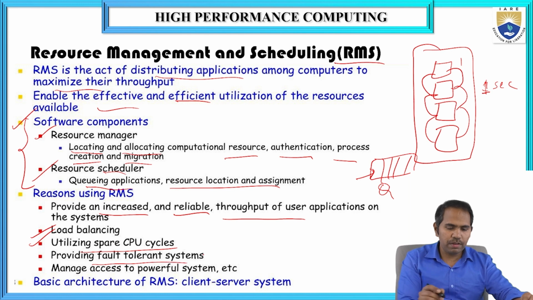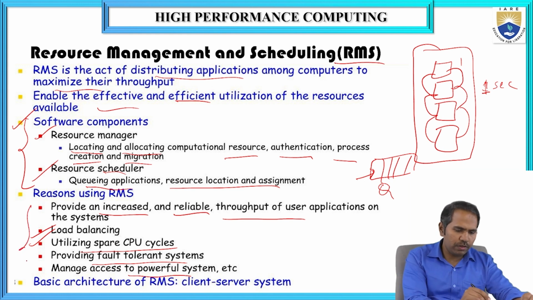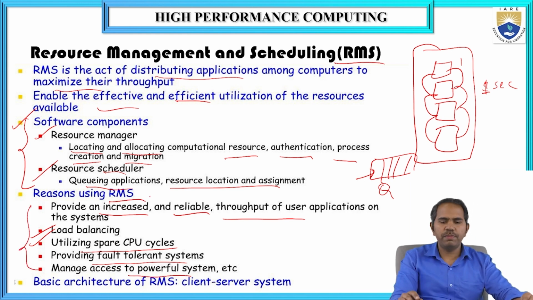If a system fails, we have to identify the failure and then rectify the problems. Finally, managing access to powerful systems. So these are all the reasons we use RMS, the Resource Management System. The basic architecture of RMS is a client server system.